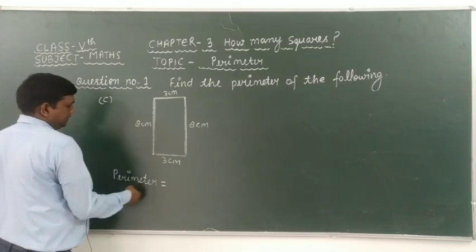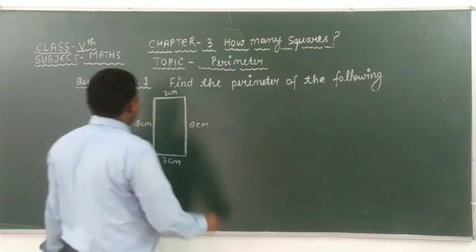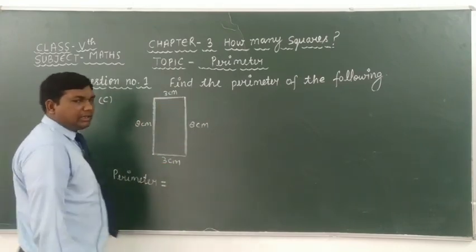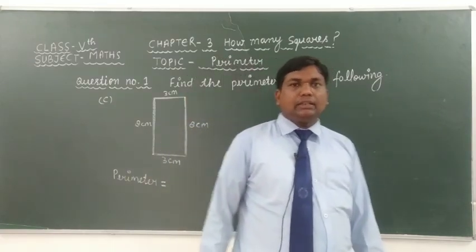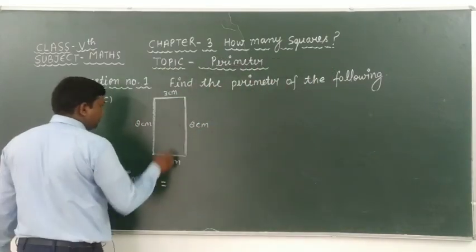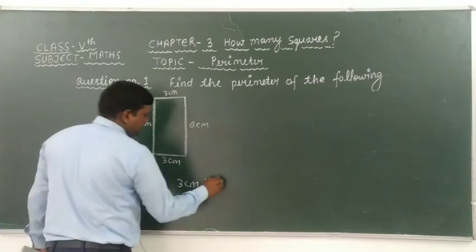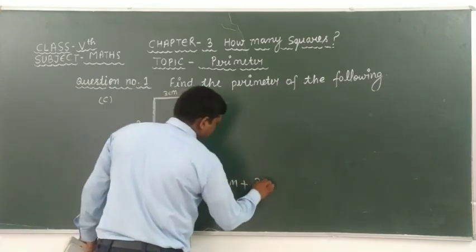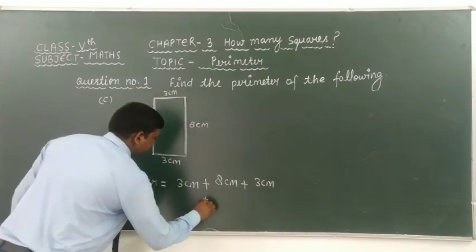It means that if we add 3 centimeter, 8 centimeter, 3 centimeter, 8 centimeter, then we get the perimeter of this figure. Now let's start. Perimeter is equal to 3 centimeter plus 8 centimeter plus 3 centimeter plus 8 centimeter.